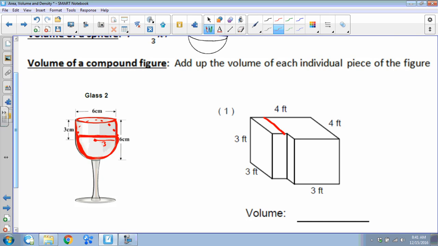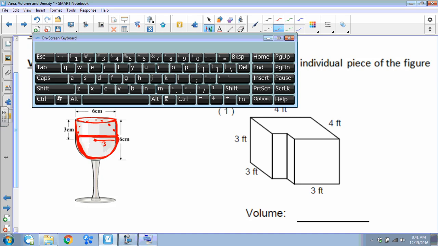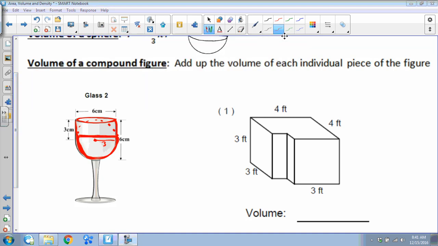Yep, you could do it. Yes, you could. There are several different ways to approach this. That's exactly right. You could do the volume of the whole piece, assuming that piece was not taken out, and then subtract out this block right here. That's fine too. Or you could break it up like this, and do the front piece and the back piece. That's up to you.